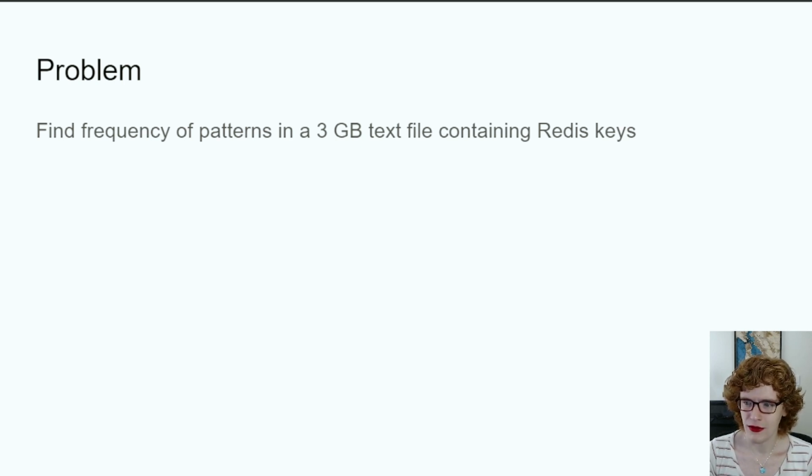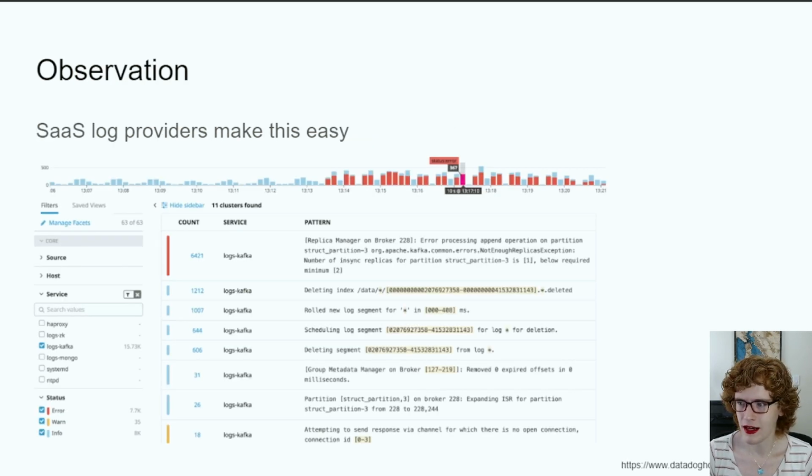And I recalled that we use Datadog as a log aggregation service, a SaaS tool, and they have basically just a tab in their UI that does exactly this thing. You upload your logs to Datadog, and one of the things you can do with those logs is have it automatically detect patterns and their frequencies for you. So I knew that this is something that could be done because Datadog and other SaaS log providers did it and they made it really easy.